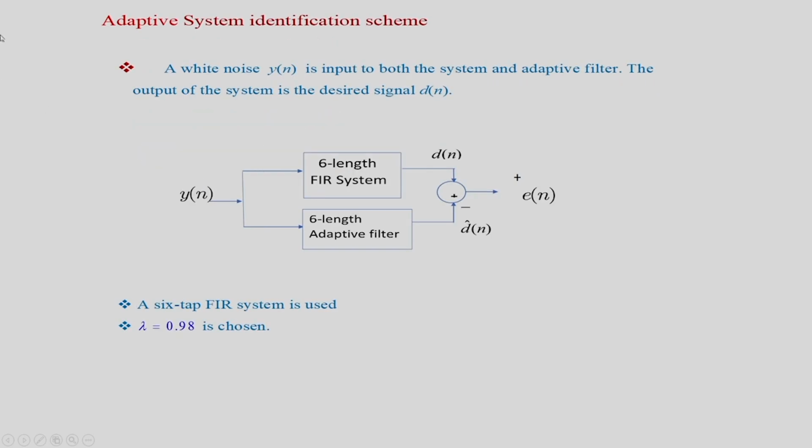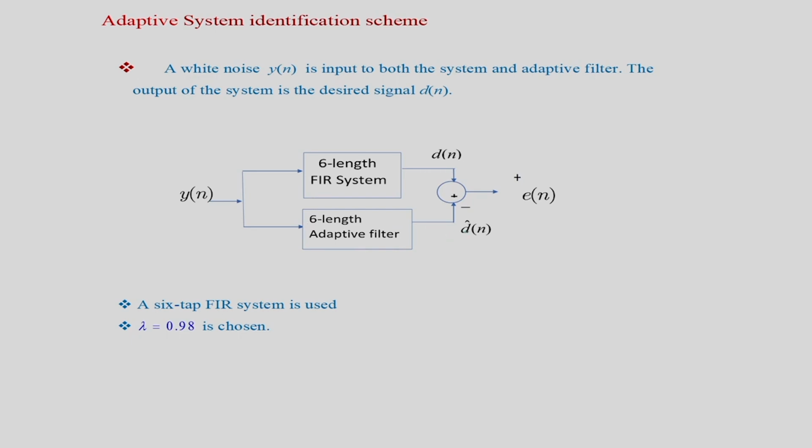So this adaptive system is like this. We have to send a broadband signal, usually a white noise signal y(n), as input to both the system and the adaptive filter. Here we consider a 6-length adaptive filter. This is the 6-length FIR system, and a white noise y(n) is input to both. Now the output of the FIR system is d(n). This is the desired signal, and we want to mimic this system by this adaptive filter.